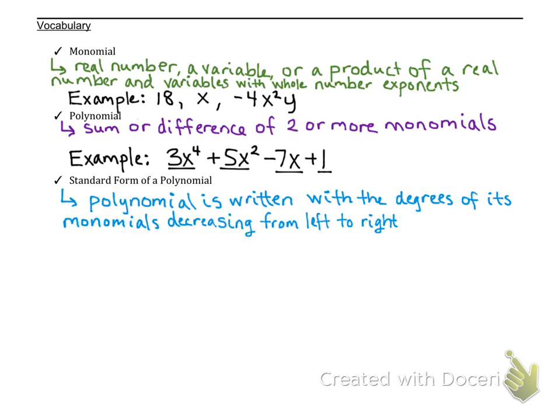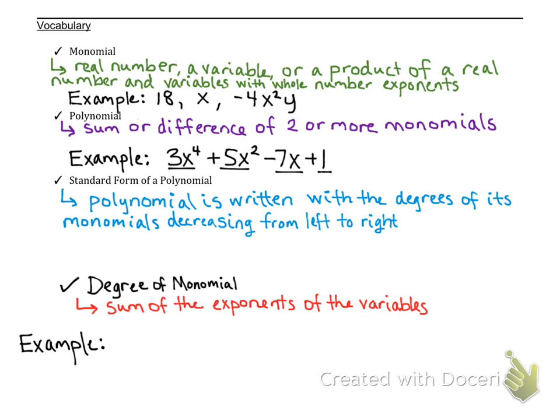When you're writing your answers, we're going to ask that you write your answer in standard form. So standard form of a polynomial is written with the degrees of its monomials decreasing from left to right. First, let's talk about what a degree of a monomial is. And that's the sum of the exponents of the variables. So let me show you an example of what a degree of a monomial is, and then we'll get back to the standard form of a polynomial.